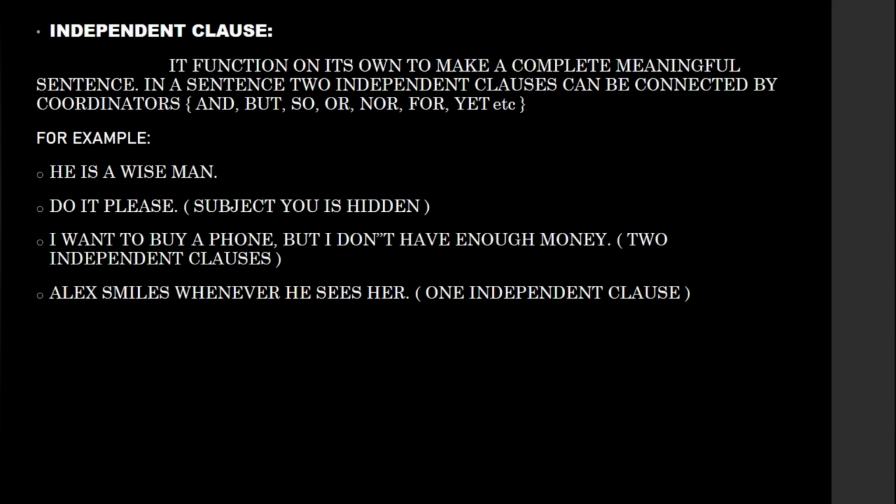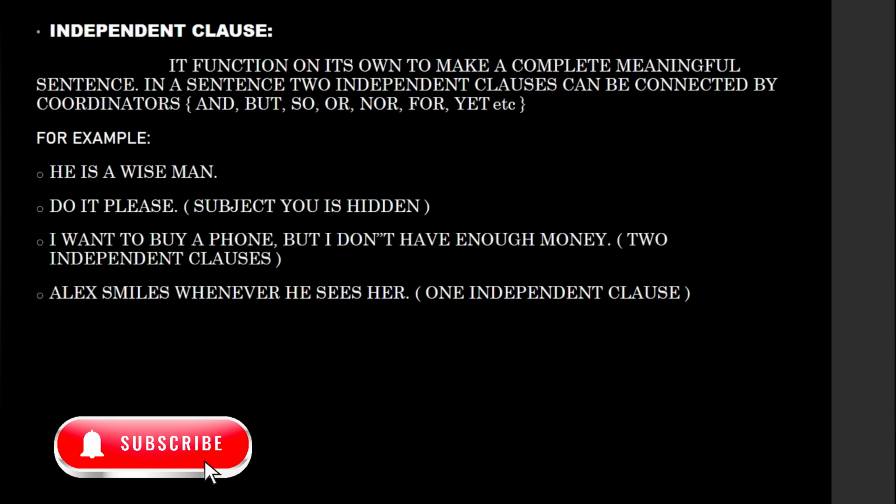For example, he is a wise man. It is an independent clause. The next one is do it please. Here the subject is hidden. The subject you is hidden.